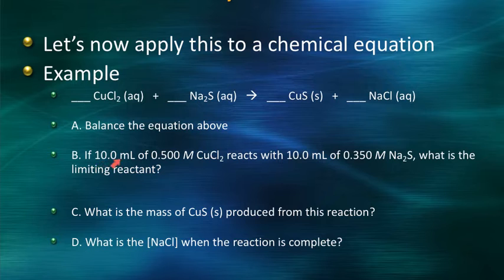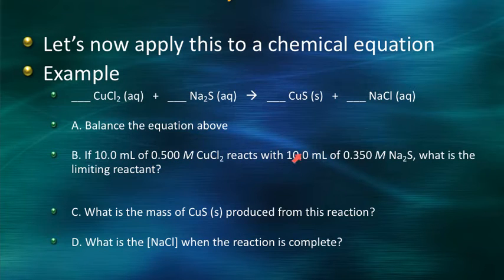It's going to say if 10 milliliters of 0.500 molar CuCl2 reacts with 10.0 milliliters of 0.35 molar Na2S, what is the limiting reactant, right? So these are my 2 reactants. Think of this as the brownie mix, the oil, the eggs, and the water. This time there's only 2, right? And I'm saying how much I have of it really in moles here, since I have a volume and a molarity, right?